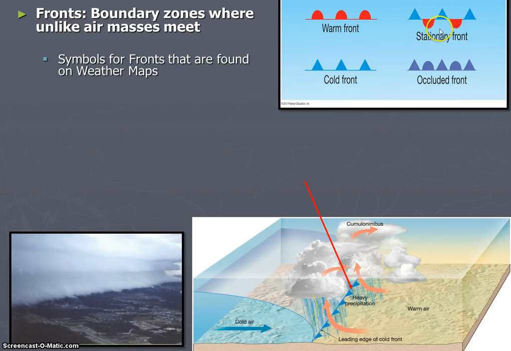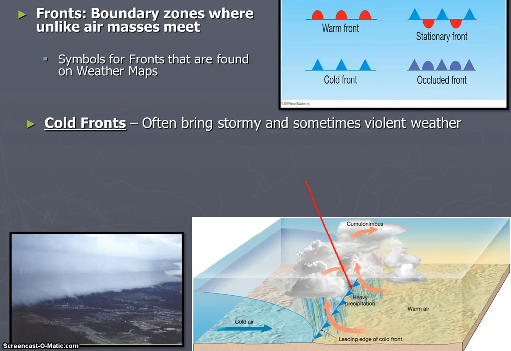For a stationary front, you have movement of neither the cold nor the warm front. So you have both symbols. The warm front would be attempting to move in this direction. The cold front would be attempting to move in the opposite direction. With an occluded front, most likely the cold front has overtaken the warm front, and now it's just one big frontal system.